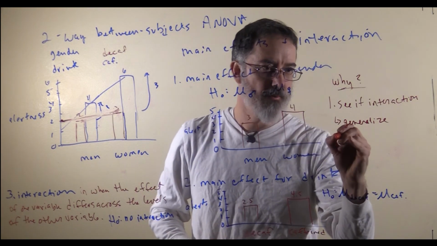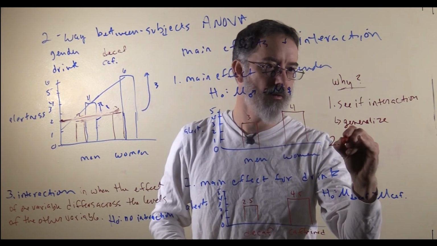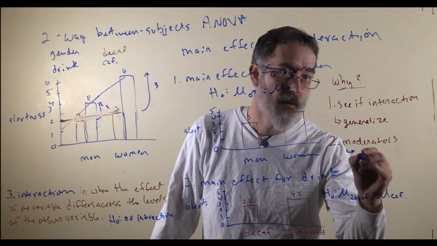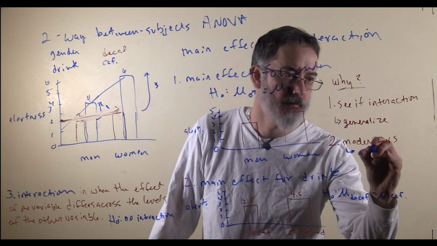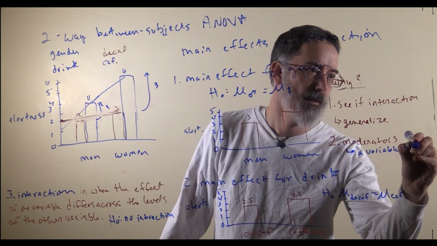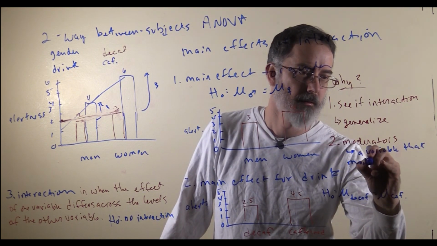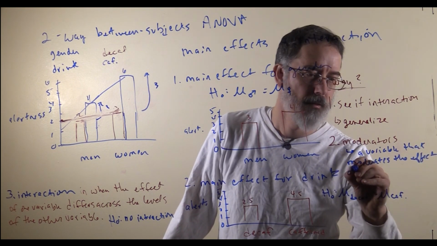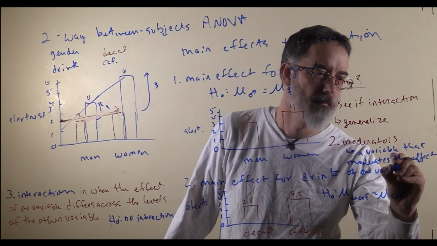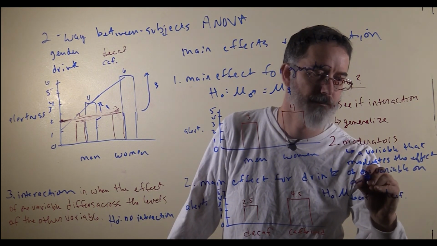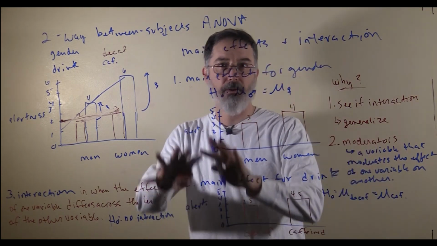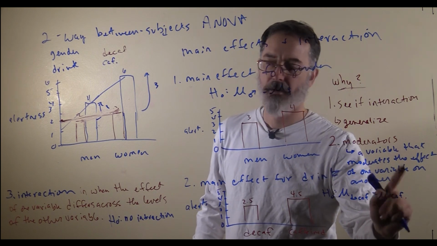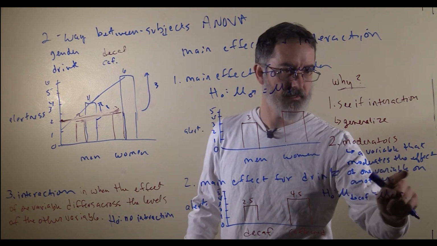And another reason you could do factorial ANOVAs is to look for moderators. A moderator is a variable, let's say, that moderates, I'll explain what I mean by that in a second, the effect of one variable on another. So when you're doing a factorial ANOVA, if there is a moderator, you'll have a significant interaction. So write a variable that moderates the effect of one variable on another.